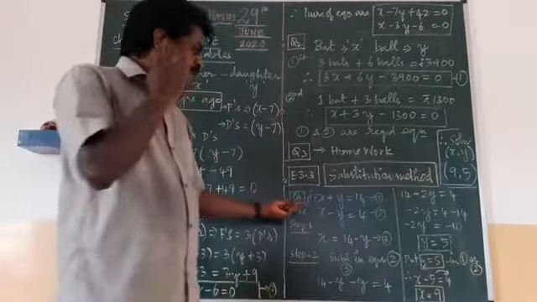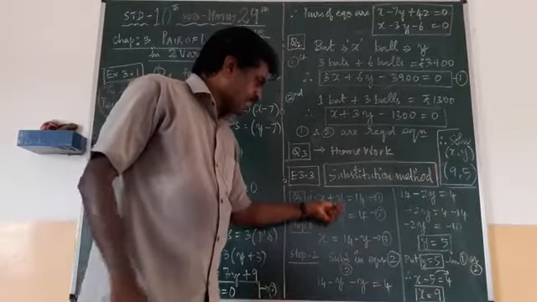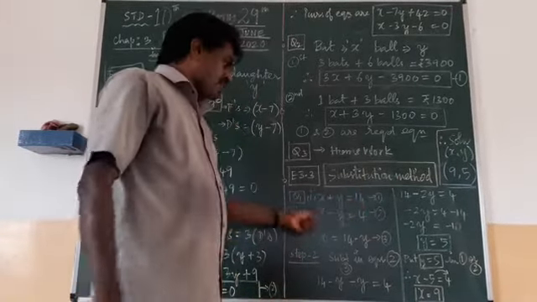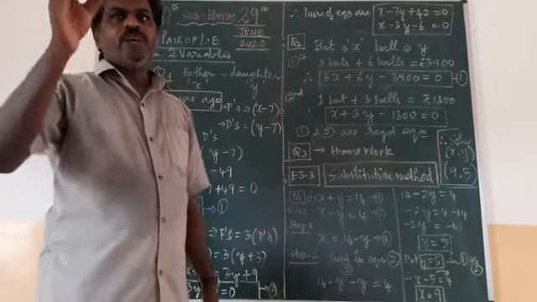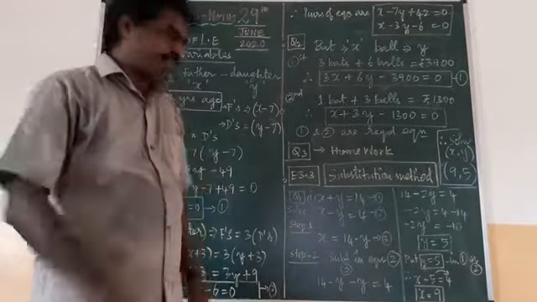Question number 1, what is given? One equation I have taken: x plus y equal to 14, x minus y equal to 4. Two equations they are given. I am going to do it in the substitution method, the first method.